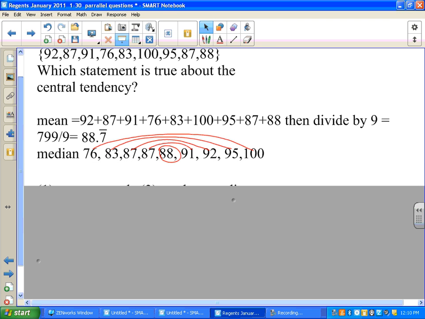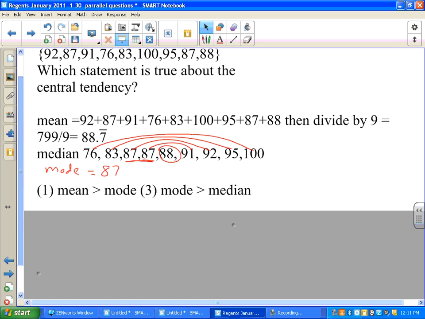And then the mode is what number occurs the most. There's only one number that occurs the most, it's 87, and it occurs twice. So here I have 88.7, 88, and 87. Now let's look at these comparative statements.